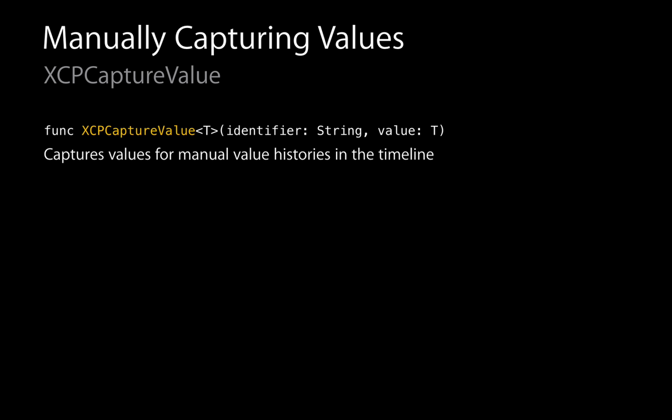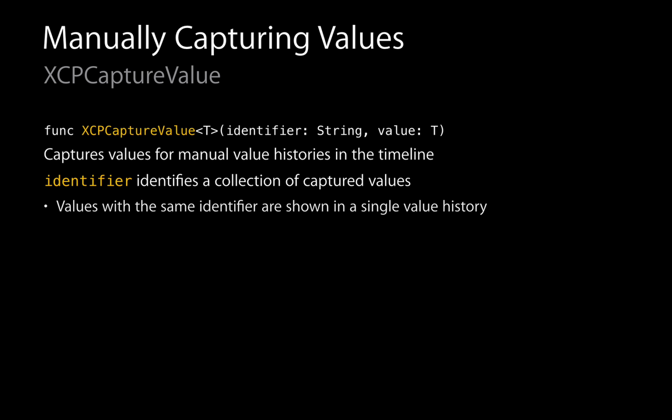When you pass it your value, it will take that value and put it in a timeline item for you. So the identifier that you pass it identifies what timeline item you want that value to go to. If you call this function on different lines but pass the same identifier, the values from those different lines will go to the same timeline item. Conversely, and what we want here, if you have one line that calls XCPCaptureValue, but it's called multiple times with different identifiers, that one line can generate multiple different timeline items, or graphs in our case. That identifier is also shown as the name of the timeline item, so you can easily see what data is what.